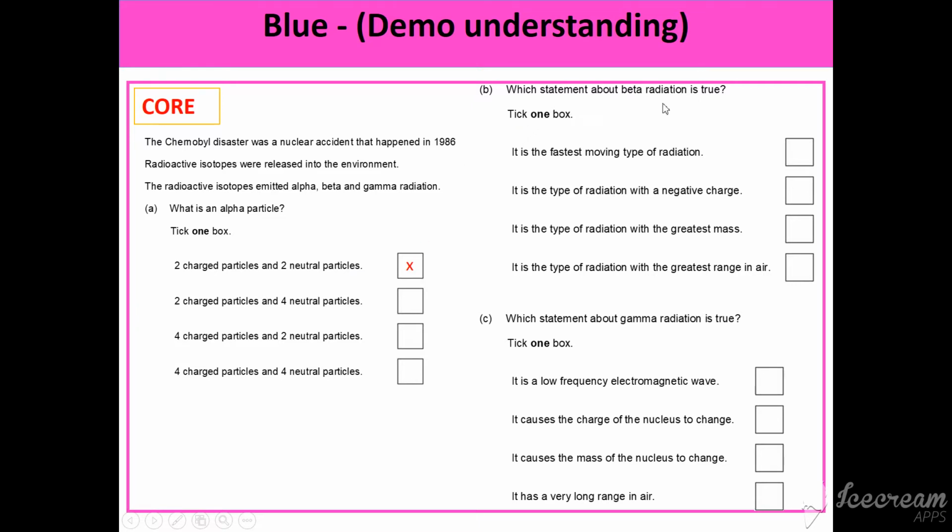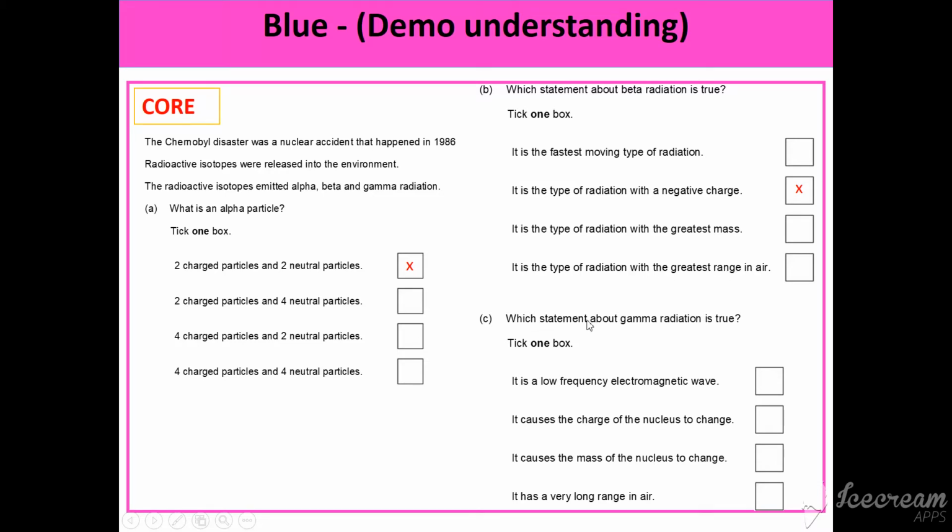Which statement about beta radiation is true? It is the fastest moving type of radiation. That's false. It is the type of radiation with a negative charge. That is true because it is a high energy electron. It is the type of radiation with the greatest mass. That would be false because it's alpha. It is the type of radiation with the greatest range of air. That would be false because it is gamma.